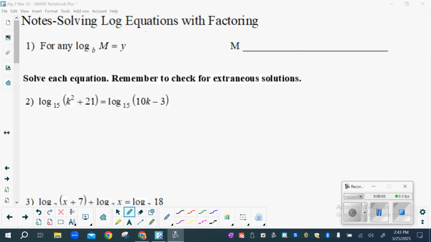Any log base b of m is y. What are the qualifications for m? Excuse me, m, sorry. Can m be 0? No. Why not? You're correct. m cannot be 0. Why not?